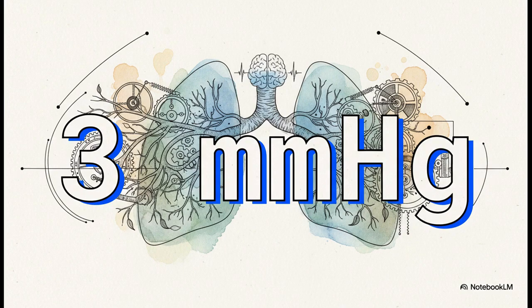This number right here says it all: 3 millimeters of mercury. That's the typical maximum wiggle room for your arterial PCO2 over a full 24-hour day. Whether you're sleeping, walking, or running, it stays within this tiny window. It just goes to show you what a high-gain, incredibly responsive system we're dealing with.